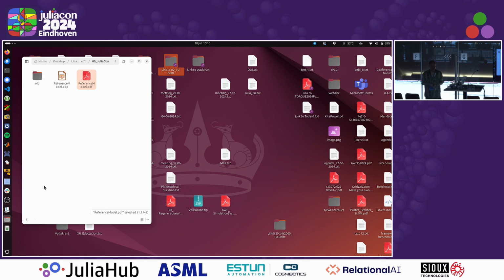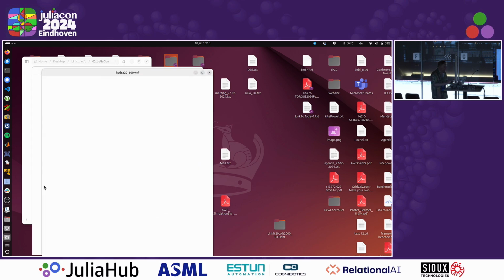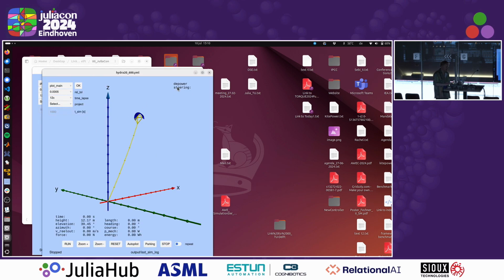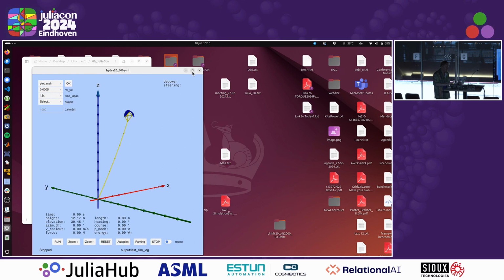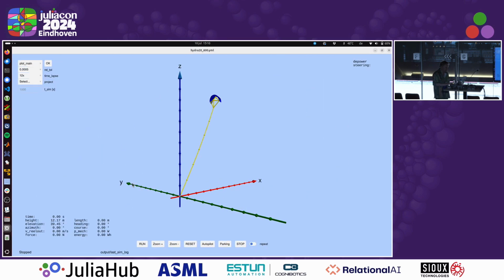And so it's based on Marquis. And I'm very happy about Marquis. It's a very powerful 3D GUI system. And I am running now the simulation in 12 times real time. You can see how the kite flies figures of 8.